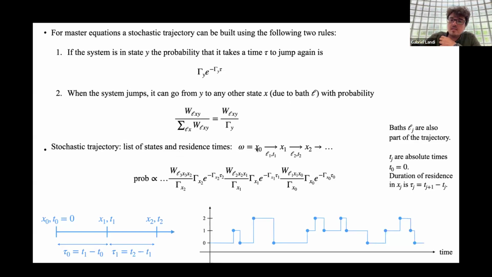So you say, well, the system starts in x0, it will then jump to x1 after a time t1, and this jump occurred due to Beth L1 and so on. Here, just to clarify, I'll usually use t to denote absolute times, and I'll use tau to denote differences. So tau is the duration of a residence, and t is the absolute time. A stochastic trajectory is essentially a residence time in x0, a jump to x1, a residence time in x1, a jump to x2, and so on. By continuing this way, you can build any kind of stochastic trajectory you would like.